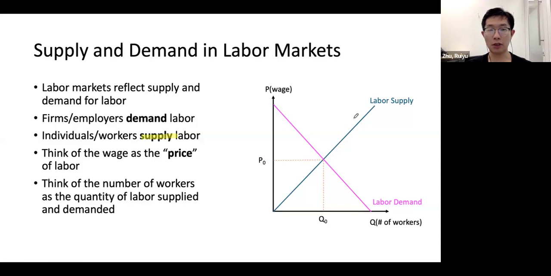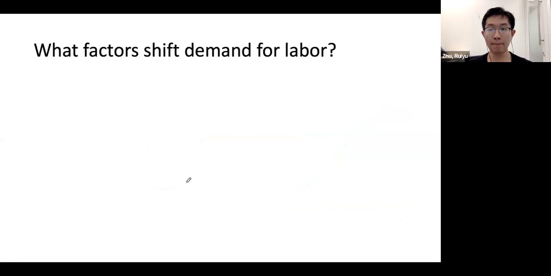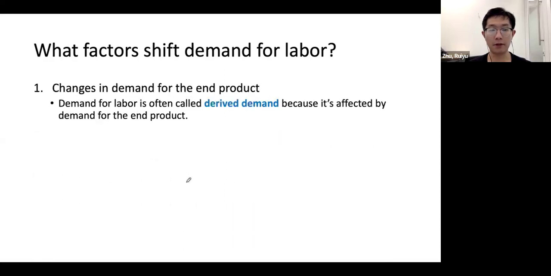get willing to work. So we can think of the wage as the price of the labor, similar to the case when we have a general good, right? And we can think of the number of workers as the quantity of labor supplied and demanded. So basically, it's the same framework, but with a very specific application to the labor market. So it's a very natural question to ask, what factors will shift demand for labor?